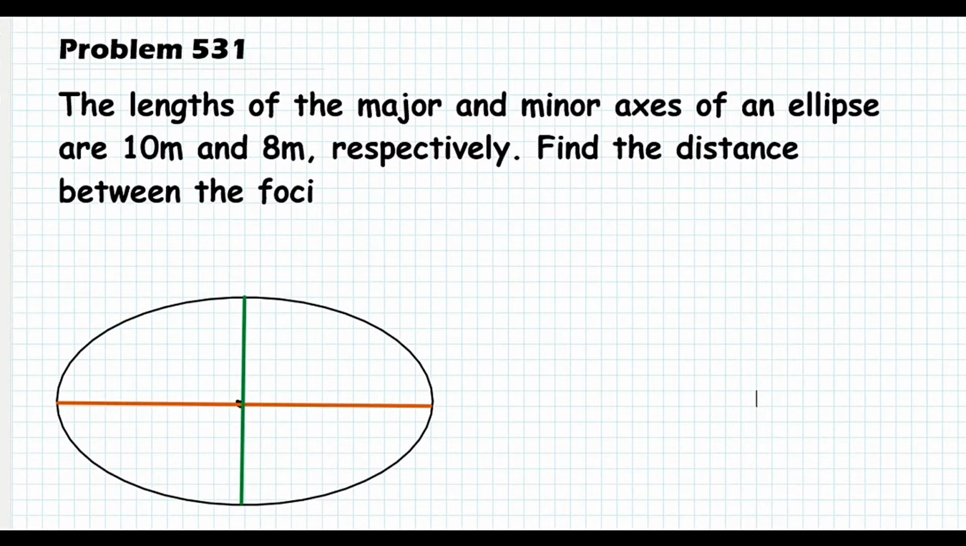Okay, so in this problem, the lengths of the major and minor axes of an ellipse are 10 meters and 8 meters respectively. Find the distance between the foci. Bago tayo mag-start with solving this problem, dapat alam mo kung ano yung tinutukoy na major and minor axis. Ang major axis, of course, yung mas mahabang line. So, ito yun. Meron na ako agad major axis. Okay? Kung ito major, yung mas maikling line, siya naman po yung minor axis.